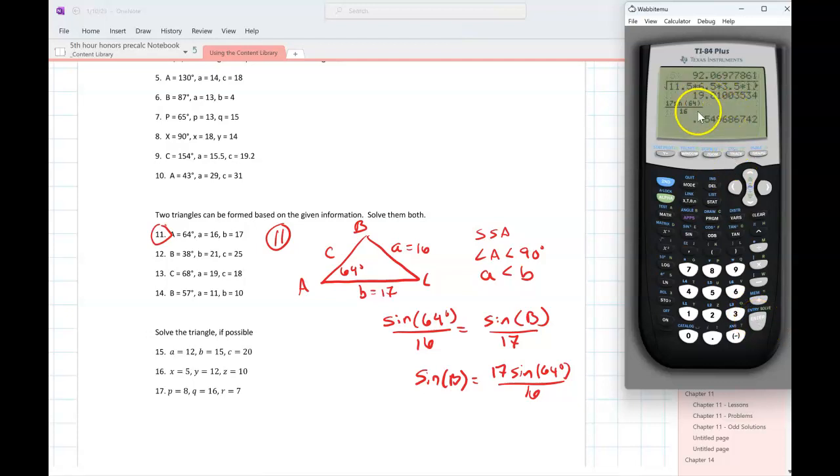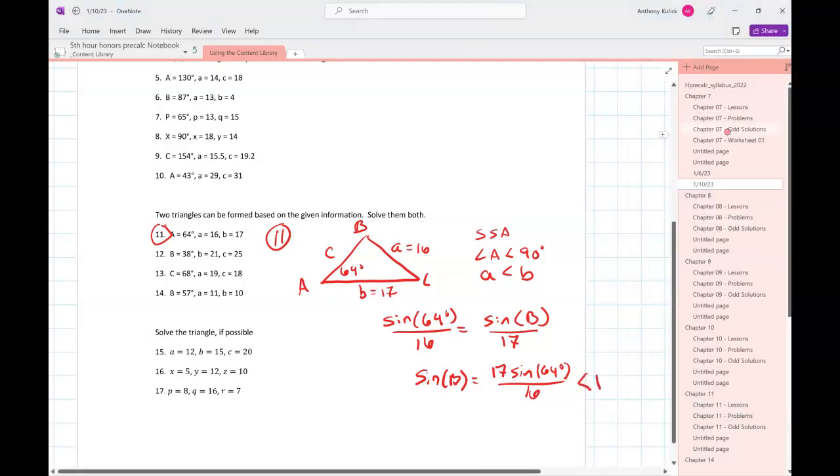If that number was bigger than 1, I know there's 0 triangles. If it's exactly 1, it's 1 triangle. If it's less than 1, which is what we have here, I know it's 2 triangles. But we also knew that just from the direction, right?